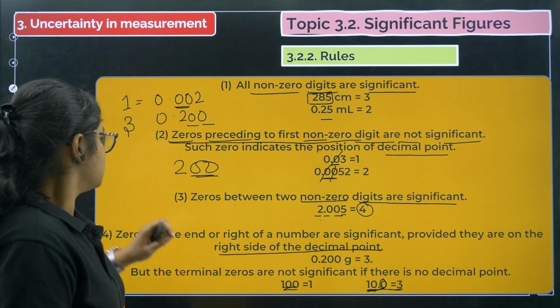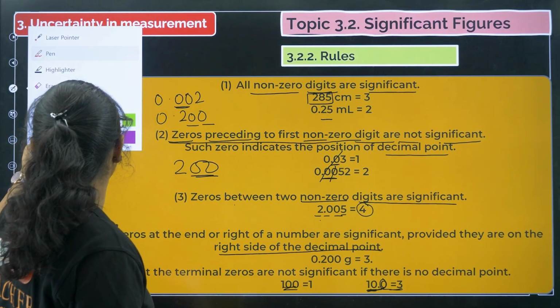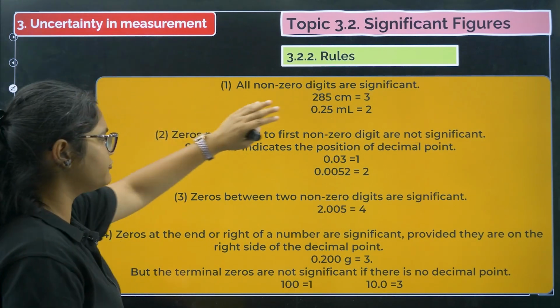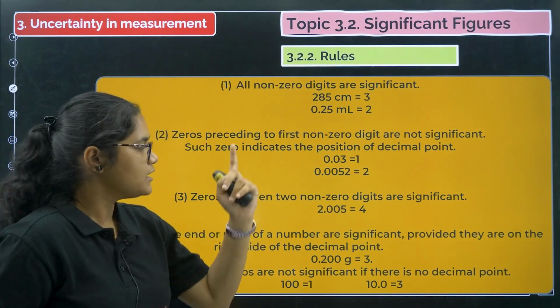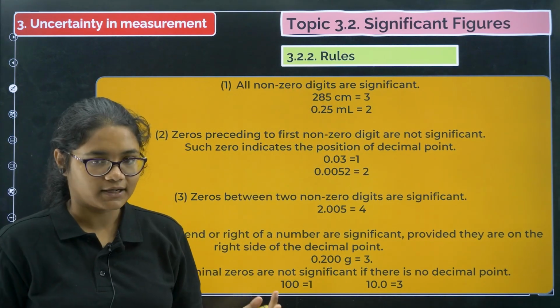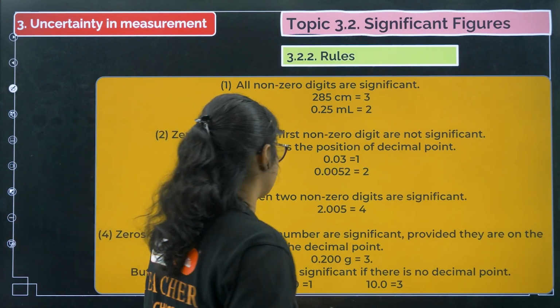Okay, let me summarize it. The first rule and the third rule are very easy. The second and fourth rules are a little confusing. Let us understand them again.